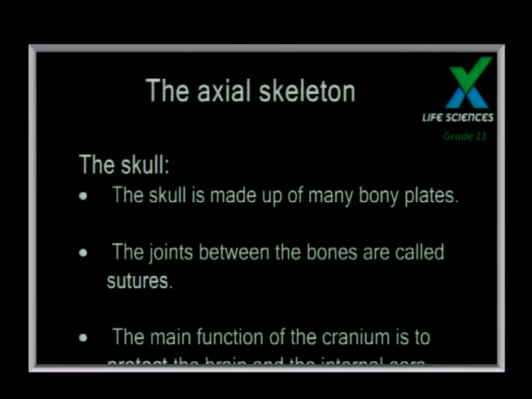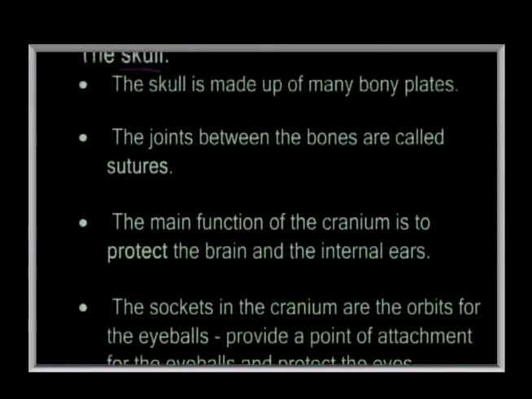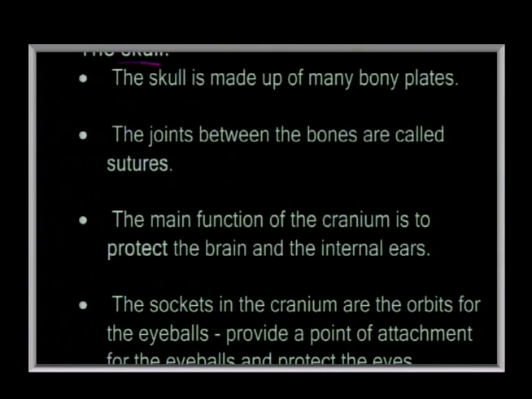All right, people, we're going to look now at the axial skeleton. Remember, this is the skull and the spinal cord and the rib cage. So, the skull. The skull is made up of many bony plates. Okay, the joints, and this is important, the joints between the bones of the skull are called the sutures. Okay, sutures. And you'll notice when a baby is born, it's got that soft patch here in the middle of its head. That soft patch is called the fontanelle.